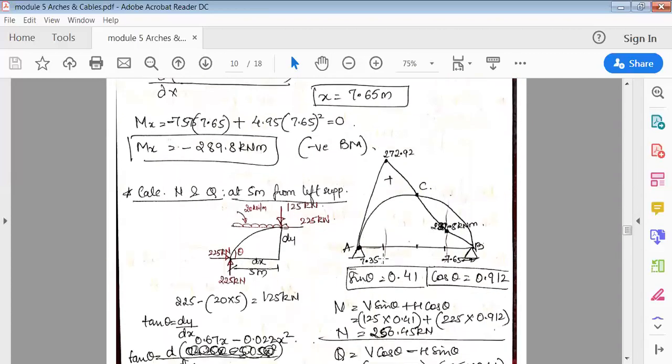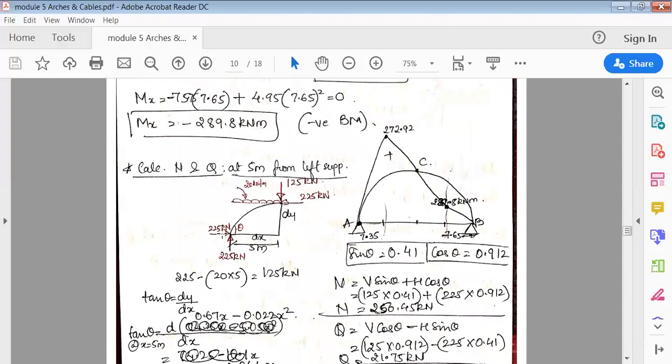So now we'll cut this section. This is like A, HA, VA, and 5 meter mark like this. This is dx, dy, and complete this arch. Then there is a UDL within this span, there is also an external load UDL. Now see here VA 225, HA 225. We have marked this because these are the reactions which we have already found out.